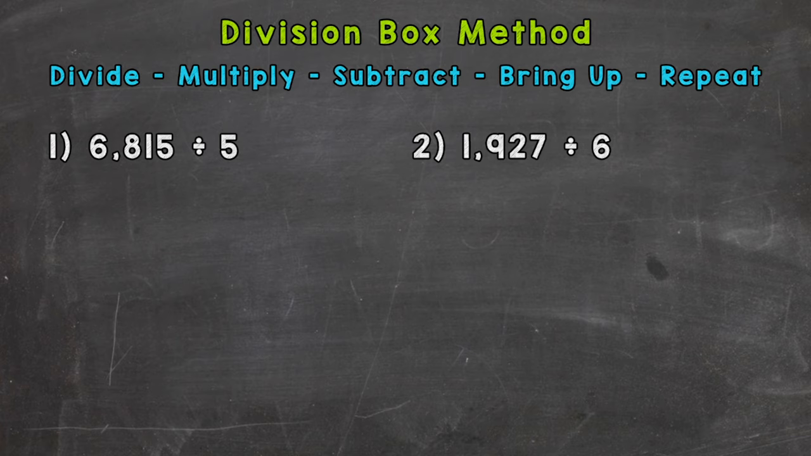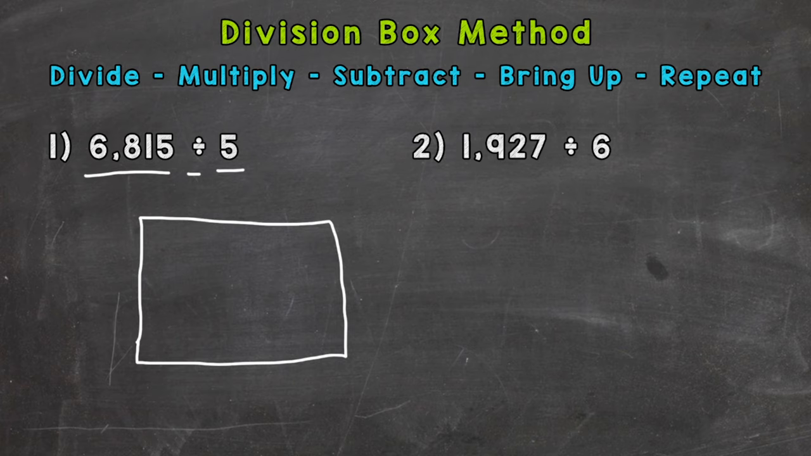So let's jump right into number one here, where we have 6,815 divided by 5. So 6,815 is our dividend. It's the number that we are splitting up or dividing, and we are dividing by 5. So 5 is our divisor. The first thing we need to do to set this box method up is draw out a rectangle here, or box.